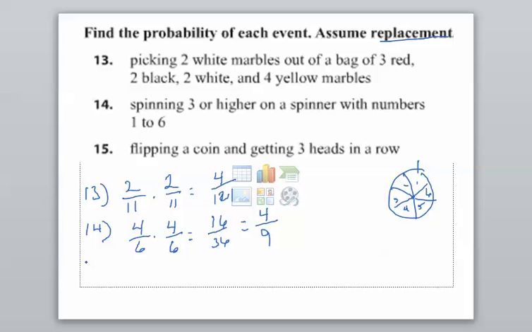Okay? Let's look at 15 here. If you're flipping a coin and getting 3 heads in a row, well, getting heads the first time is a 1 out of 2 possibility. The next time it's a 1 out of 2 possibility. And the third time would be a 1 out of 2 possibility. So you're looking at a 1 out of 8 possibility there.